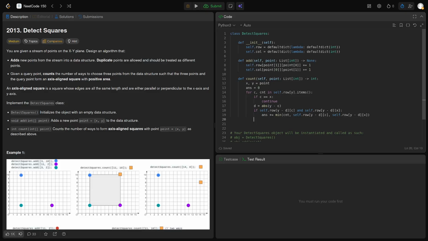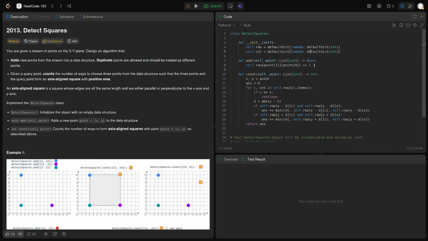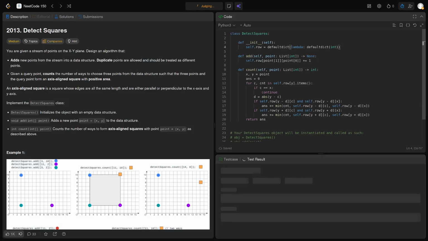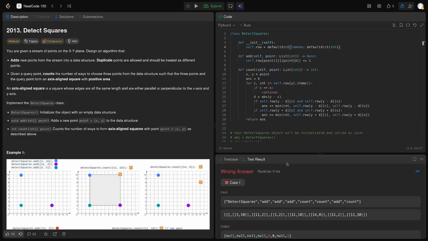right? And now if self row y plus dc and self row y plus dx, this will be such a pain to debug if I don't get this. And then I think that's it actually, because we are counting all possibilities, so technically I don't need this, I think. Okay, wrong answer immediately.